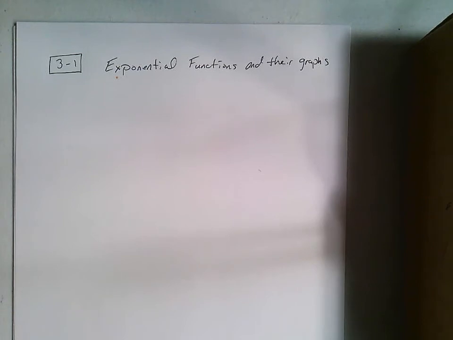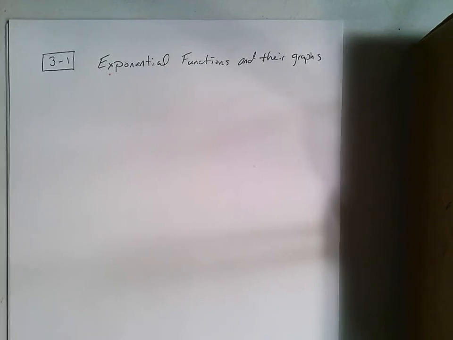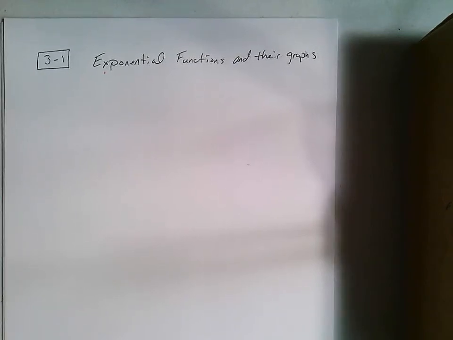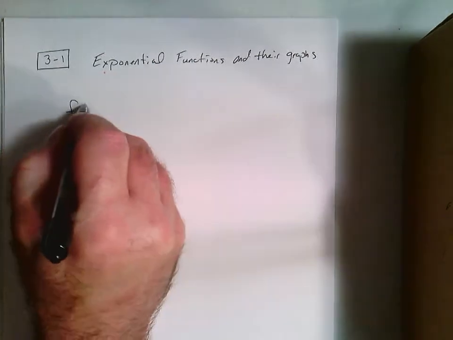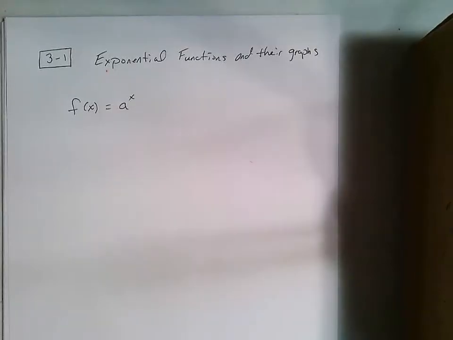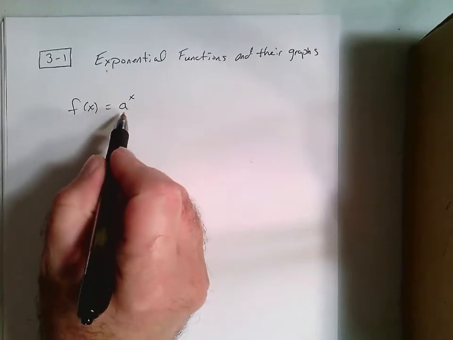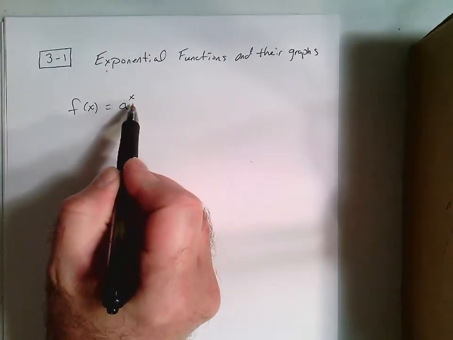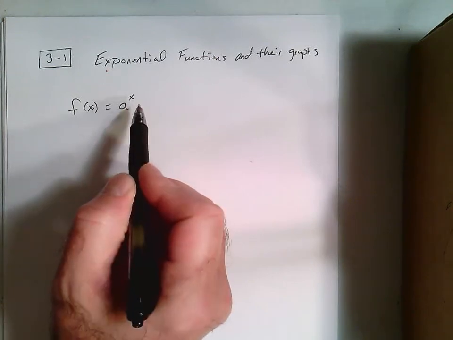So chapter 3 is all about exponential functions and logs. It starts out, 3.1 starts out with exponential functions and their graphs. So I want to take a look at the parent function, the standard form. a is the base of the exponent. We know this is an exponential function because x is in the exponent.